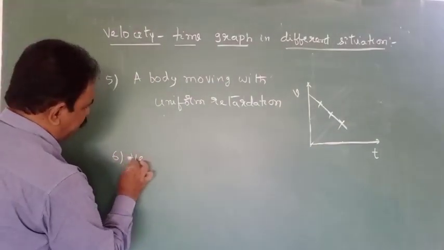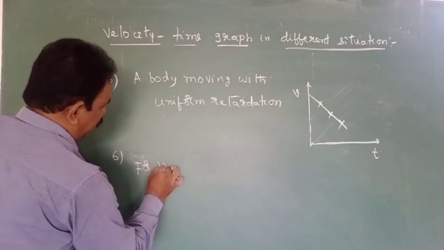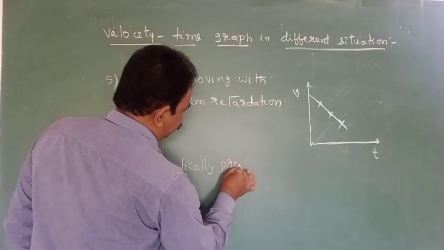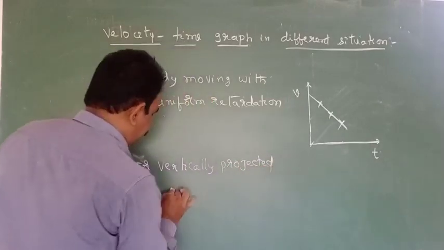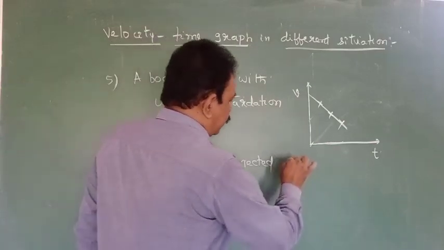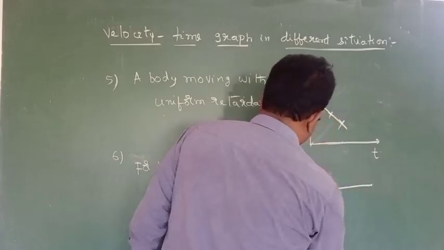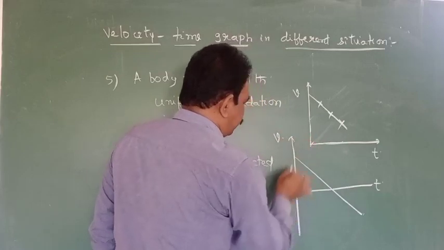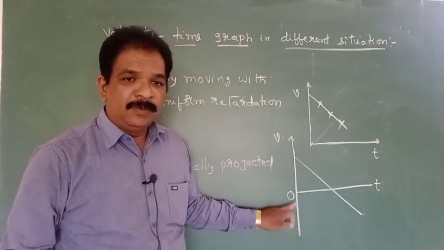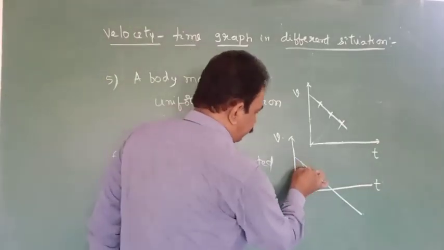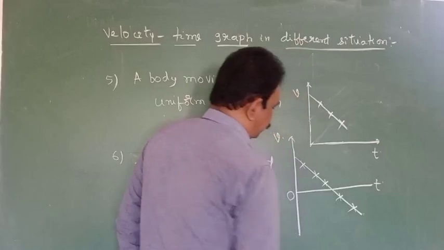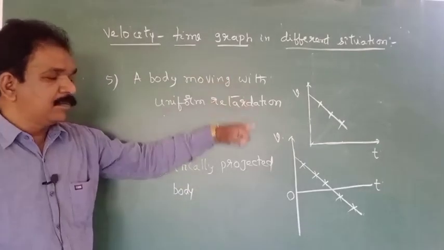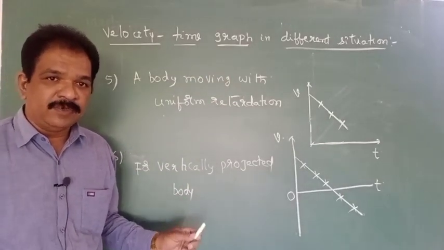Next, for a vertically projected body, the graph shape will be in this format. This is the positive y-axis, this will be the negative y-axis. The shape of the graph will be in this format for a vertically projected body. Understanding? In this manner, velocity time graphs will be there.